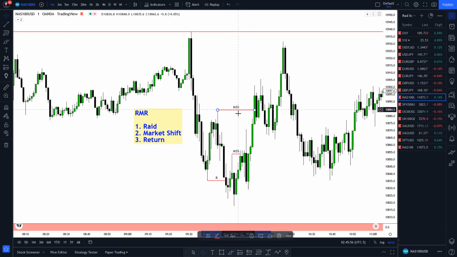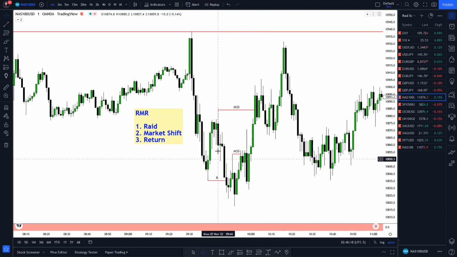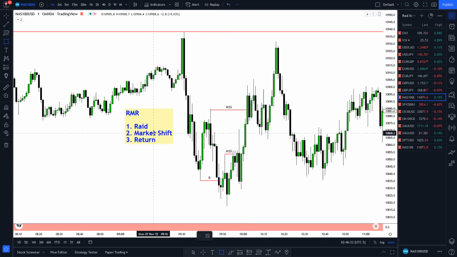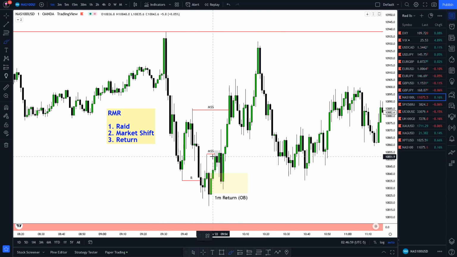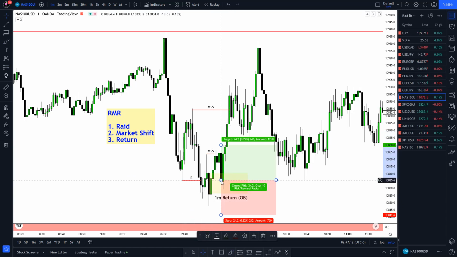So you can see that both of these are market structure shifts since they broke a swing high. However, this is the very first indication of that market structure shift. And so once again, after that shift, we look for a return area, and underneath we see this 1-minute order block. So once again, when price retraces into that return area, that's where we can place our long orders.